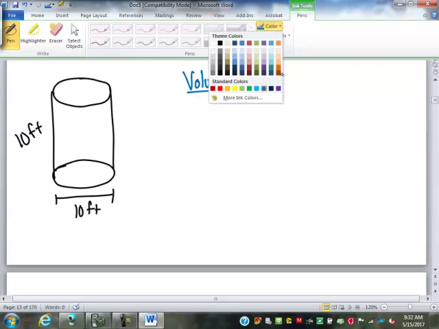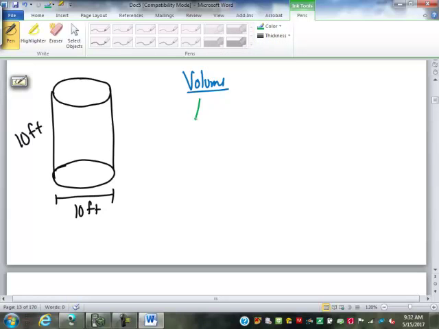So for volume, once again, we need the area of a base. The base of this is going to be the circle. The area of a circle is going to be pi times radius squared. What's my radius going to be here? 5, half of the 10. Diameter is 10, radius will be 5. So pi times 5 squared is 78.5 square feet. That's the area of my base.